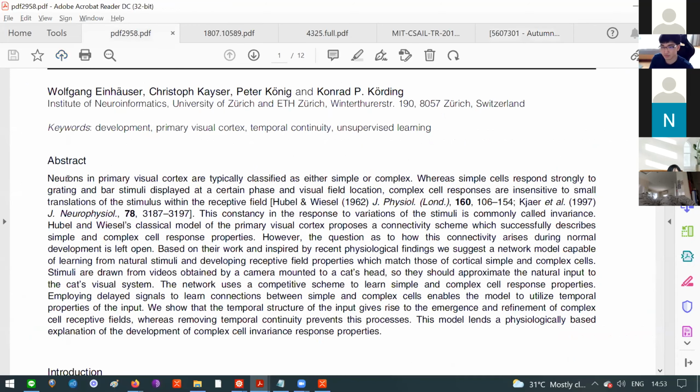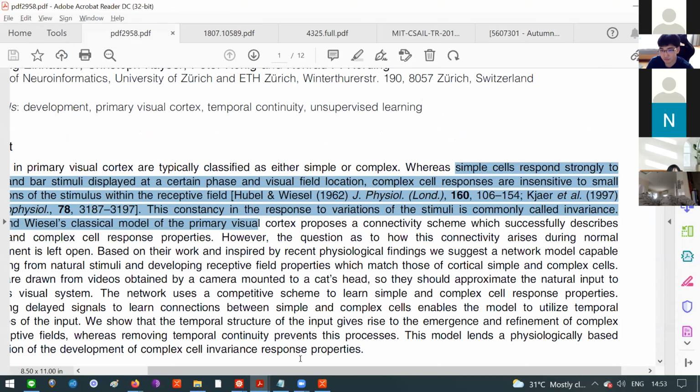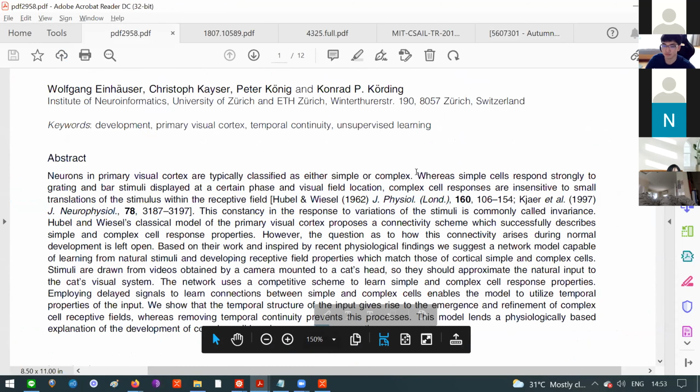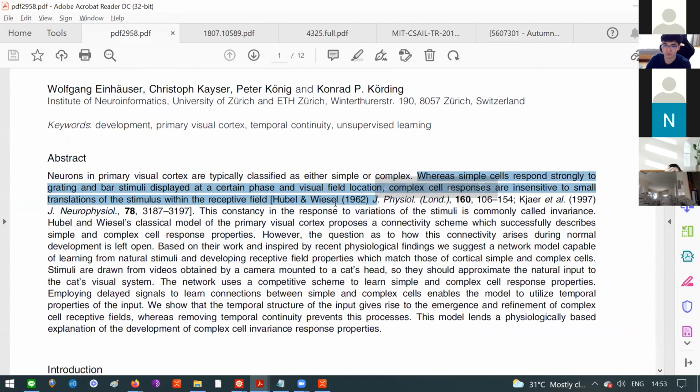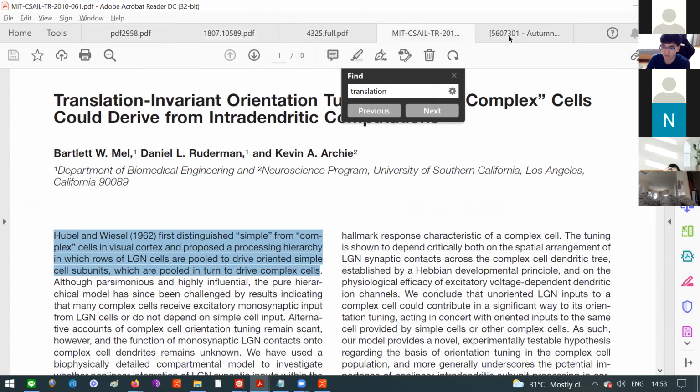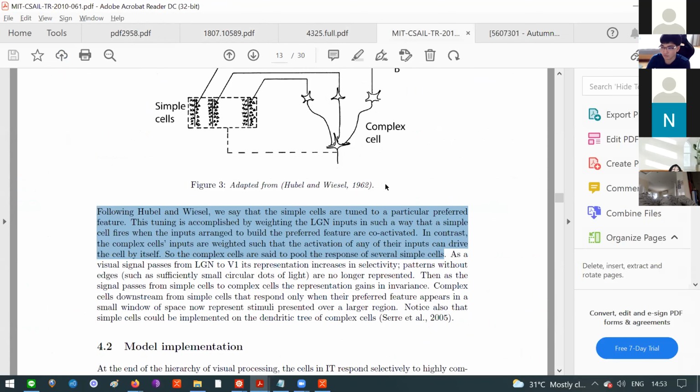Sometimes it's nice to use the historical text. Hubel and Wiesel: simple cell responds strongly to certain phases, whereas complex cell responses are insensitive to translation of the stimulus. This is from Hubel and Wiesel, 1962. Based on this, and this is a whole bunch of things, this guy was a biologist, not an artificial intelligence researcher.